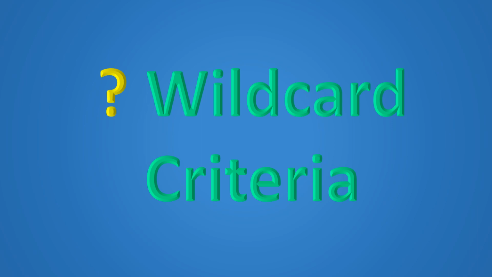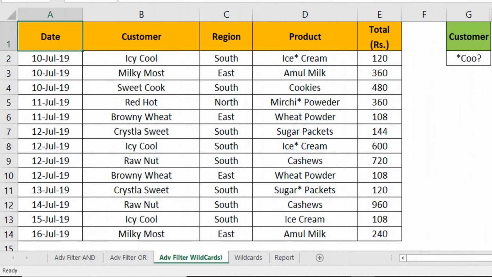What is the question mark wildcard? Well, question mark represents one character. In our example, we have taken criteria as star COO question mark, which signifies the name that can start with any number of words or letters but should have a 4-lettered word that starts with COO and the fourth character is unknown, so it can pick up any character. Say, for example, cool or cook as per our database.